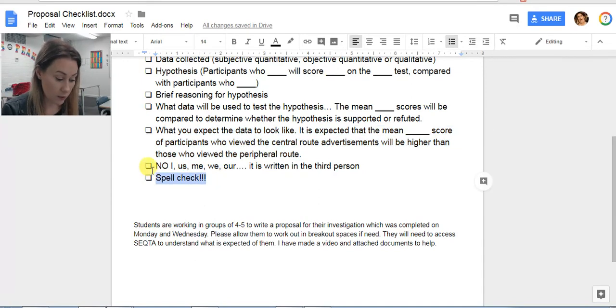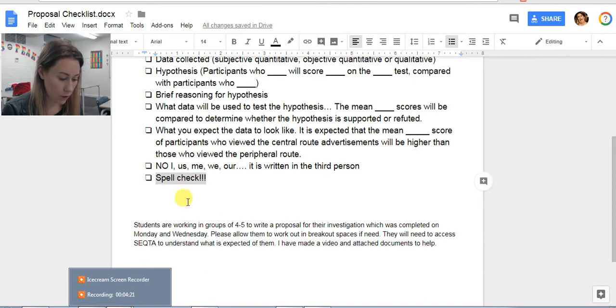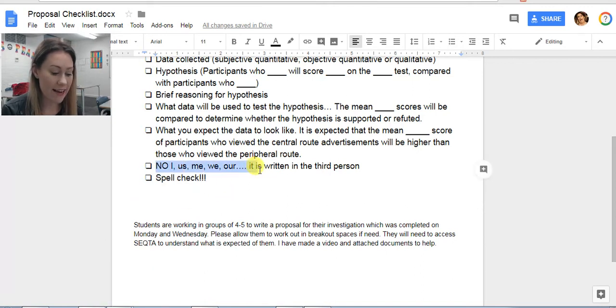Now, this is really important. You need to not use any first person language or second person language in your report at all. So that means no I, us, me, we, our, or your. Don't use your. That's second person and that's very unprofessional in a psych report. You need to always say the participants, the experimenter, the whatever it is.